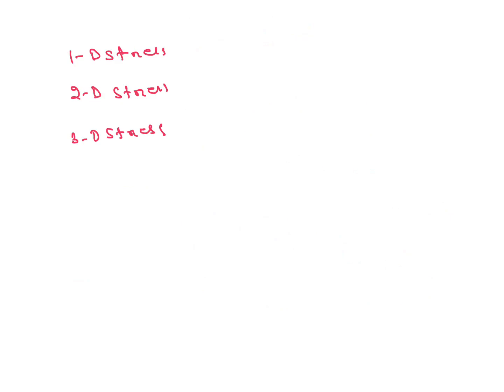For one-dimensional stress, one component is sufficient to completely define stress at a point. And for two-dimensional stress, four components are required to completely define stress at a point. And for three-dimensional stress, 9 components are required.